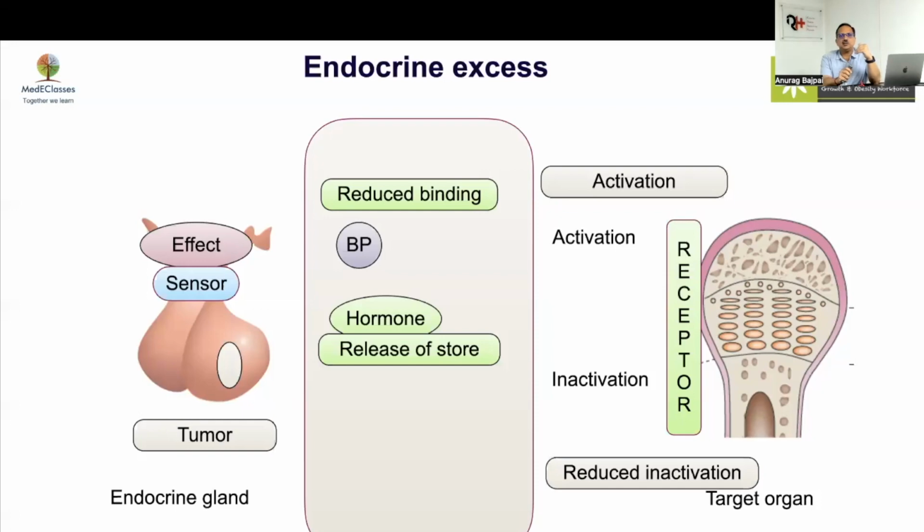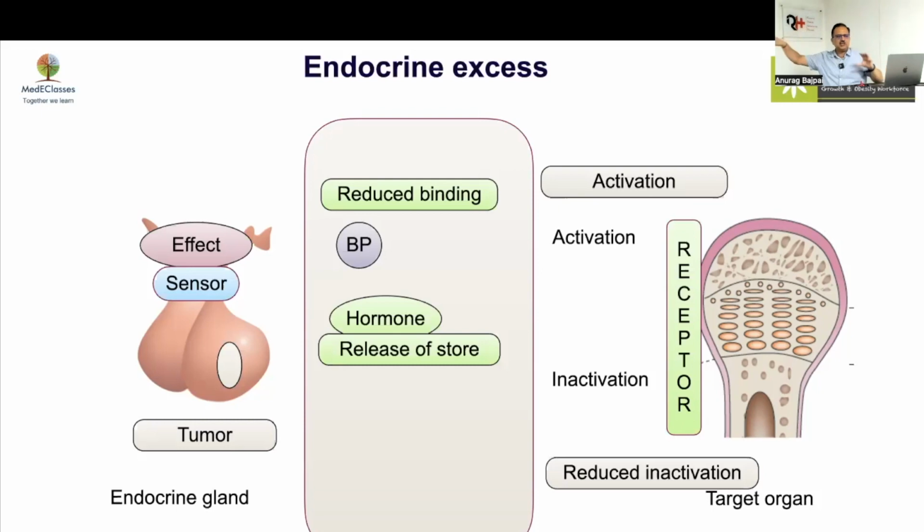Inactivation, reduced inactivation. Example? Which condition is associated with reduced inactivation causing excess? You have a child whom you have given vitamin D and he presents to you with polyuria and abdominal pain. You do the calcium levels, they are high. So the problem is your inactivating enzyme, 24-hydroxylase, is not active. So everything is converted into calcitriol. So all these conditions can cause that.